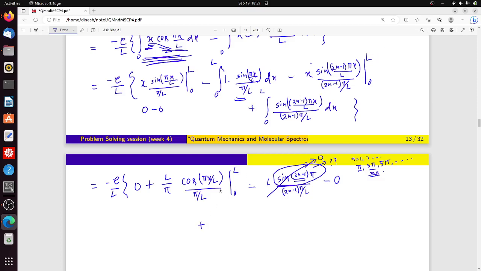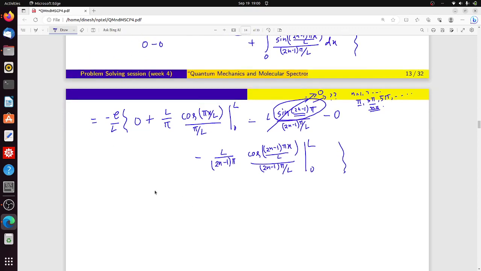Then next one, let me pull out the constants. Then integration of sine will give me minus cos, so this will be minus here, cos of 2n minus 1 pi x over L by 2n minus 1 pi over L, right. Okay, then this will be effectively minus E over L.